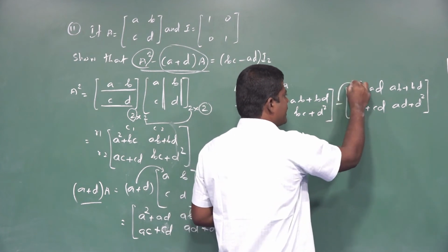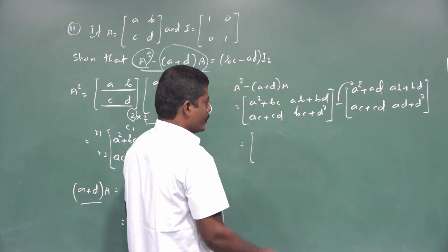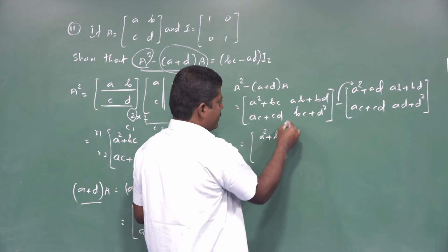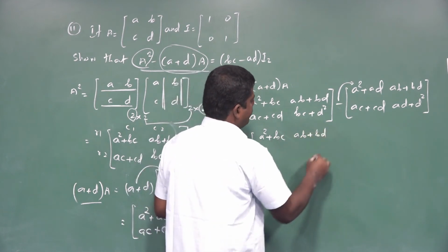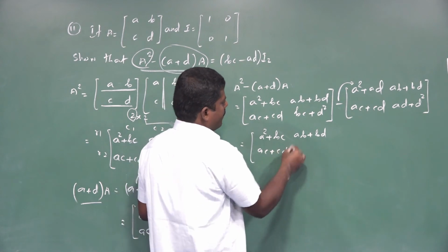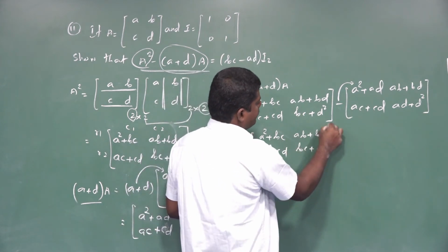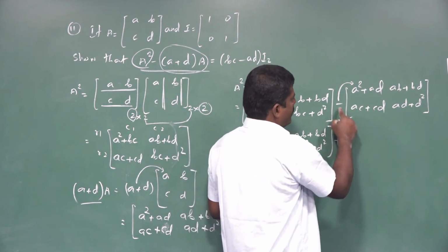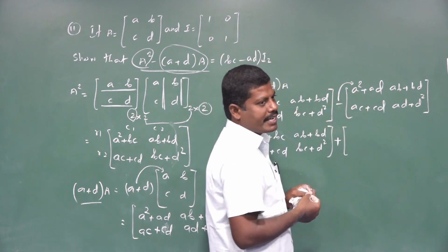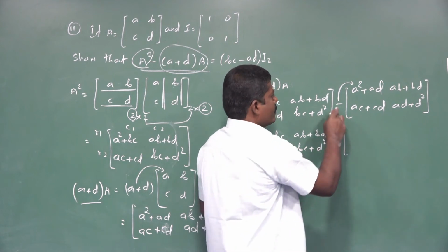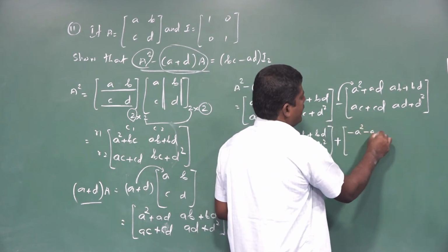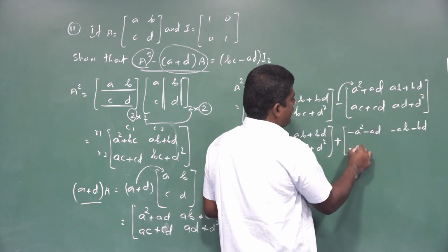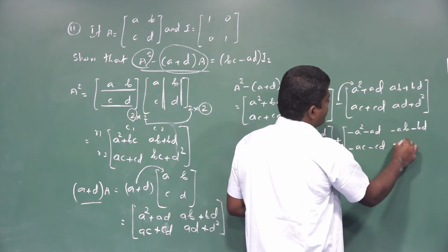You multiply this minus inside, and the outer sign becomes positive. So you do one step: keep A square plus BC, AB plus BD, AC plus CD, BC plus D square as it is. Multiply this minus inside, so all the positive signs become negative and all the negative signs become positive: minus A square minus AD, minus AB minus BD, minus AC minus CD, minus AD minus D square.